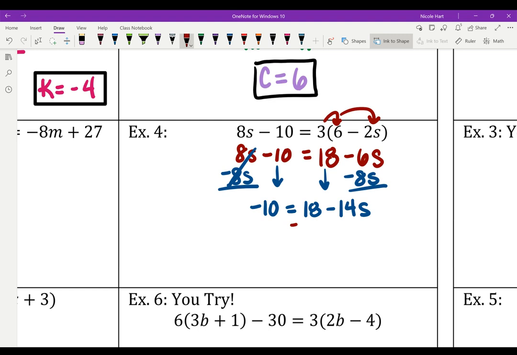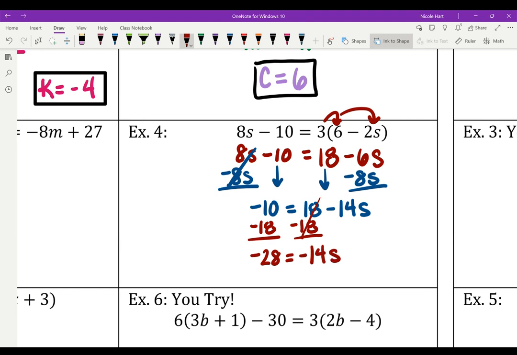To get s by itself, we need to move the 18 to the other side. So we're going to do that by subtraction since it's a positive 18. The 18s cancel out. Negative 10 minus 18 gives us a negative 28. Again, you can always double check this with your calculator.